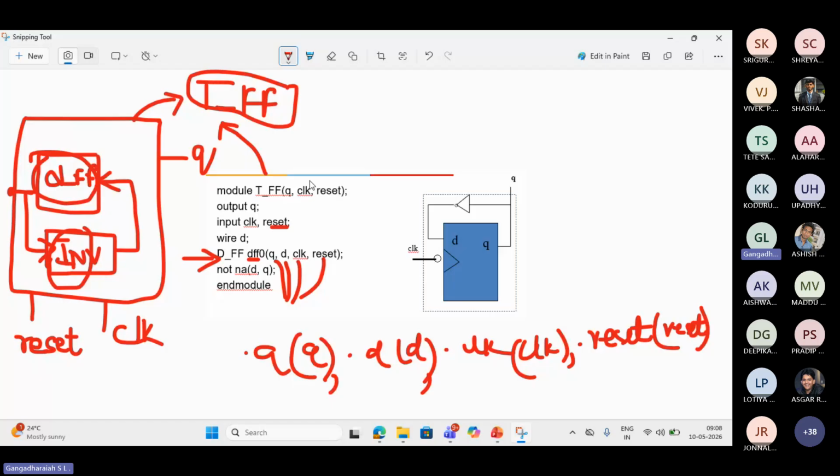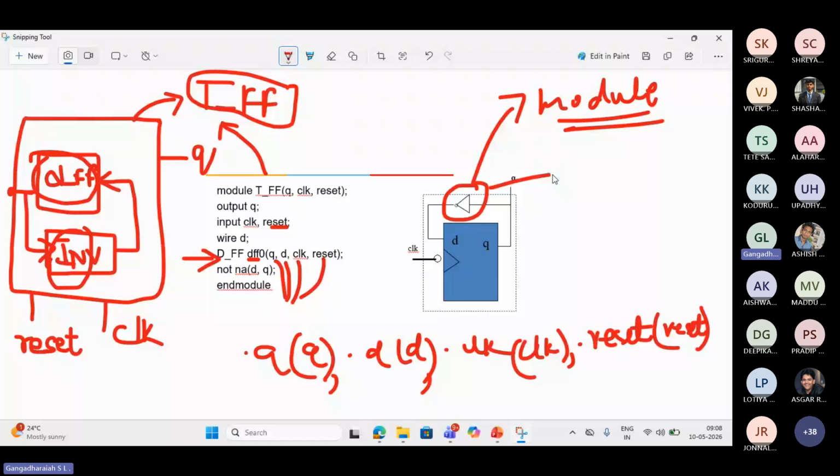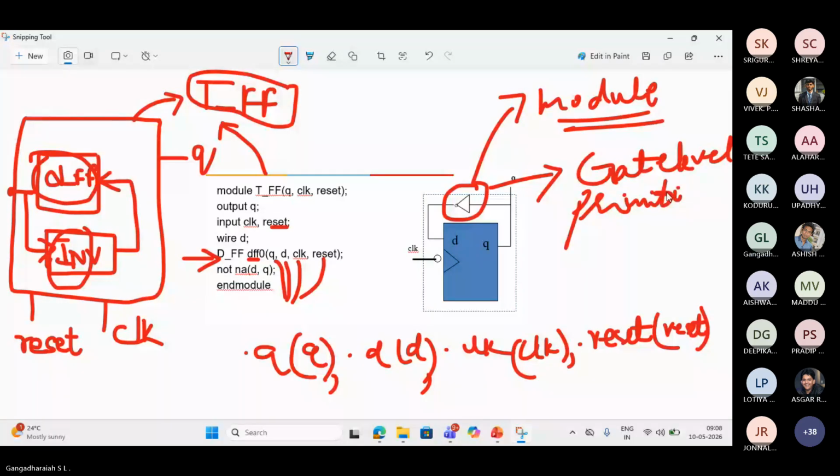So now this inverter, you can write a separate module for this. Here a separate module is not written. You can write a separate module. What has been done here is that I have just used a gate level primitive. Gate level primitive is used here. Now let us say this Q goes as input to this inverter. See, I'm writing this.